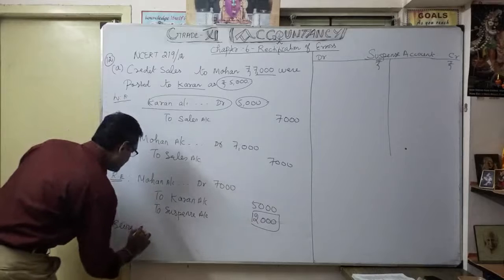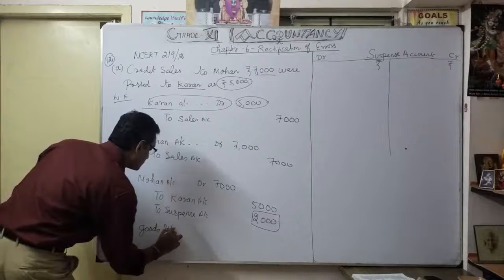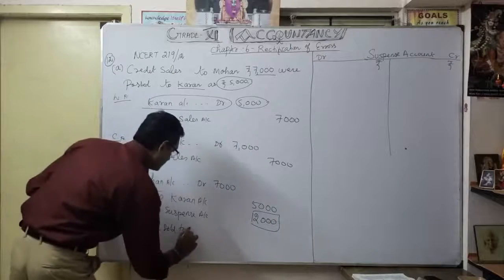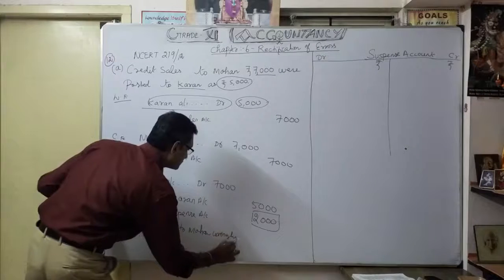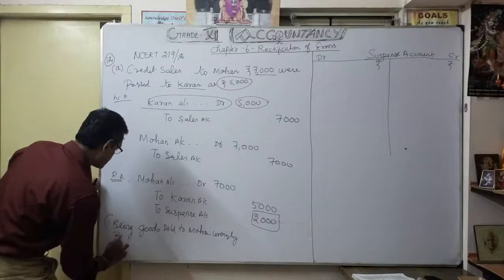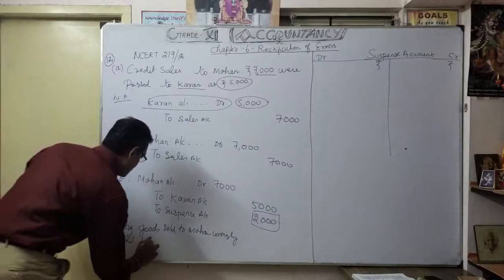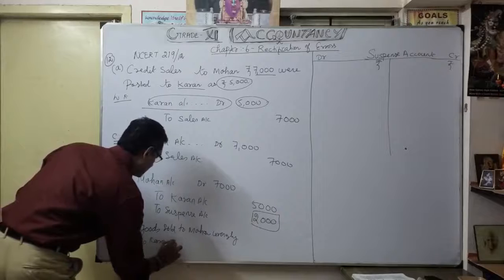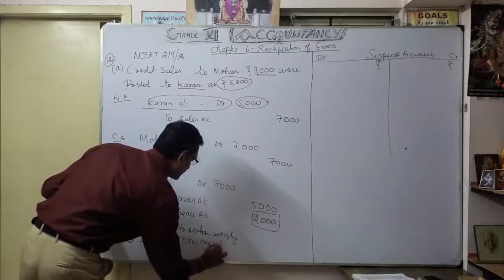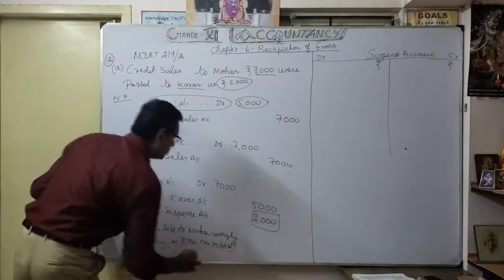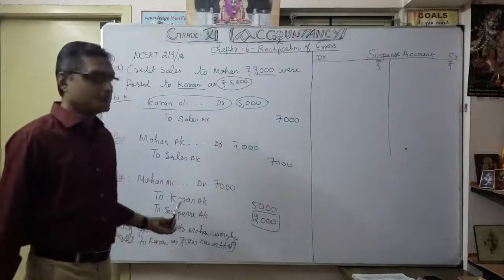Now what is the narration? Being goods sold to Morgan wrongly posted to Current as 5,000, now rectified. So now you have done our rectification entry with the narration and the suspense account.